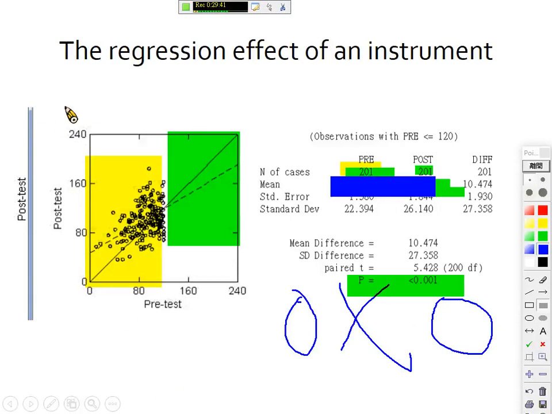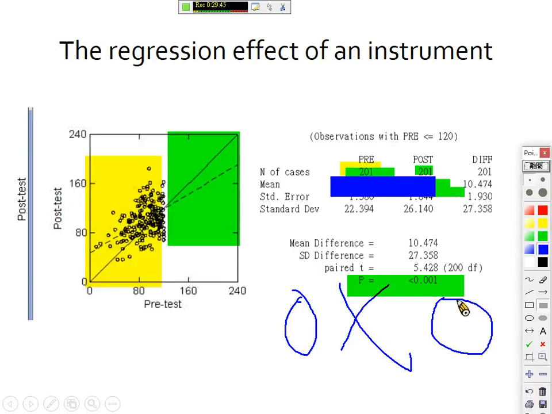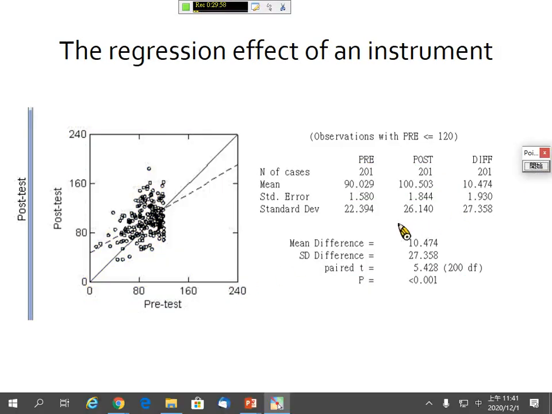Okay, so look here. Oh, this is good. Everyone likes this, right? Especially the people who pay the money. Oh, good. Look here, we have some significant result. This is part of the regression effect. And now, let's move further.